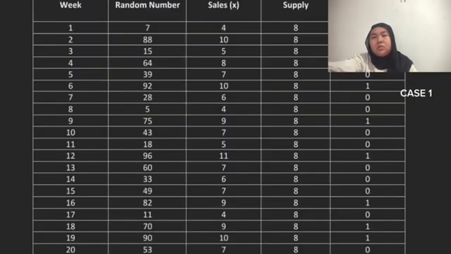Next, we go to simulation setup. We use this data to simulate sales for 20 weeks under 2 cases. Each week's sales were determined using random numbers mapped to the cumulative probability ranges. The supply was fixed at 8 heaters per week. If demand exceeded supply, a stockout occurred. Next, we will review the case 1 simulation results.